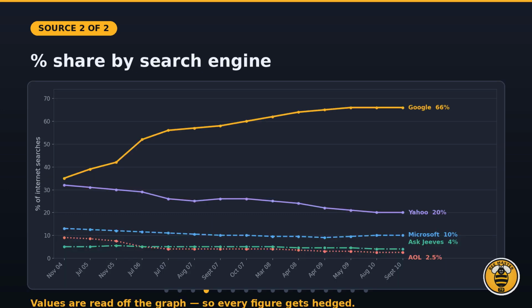Now the line graph. This one does not show volume. It shows the percentage share of those searches taken by 5 different engines. Google starts at roughly 35% and climbs to about 66%. Yahoo starts close behind at around 32% and falls to about 20%. Microsoft edges down from roughly 13% to 10%. AOL and Ask Jeeves stay low throughout, both ending under 5%.